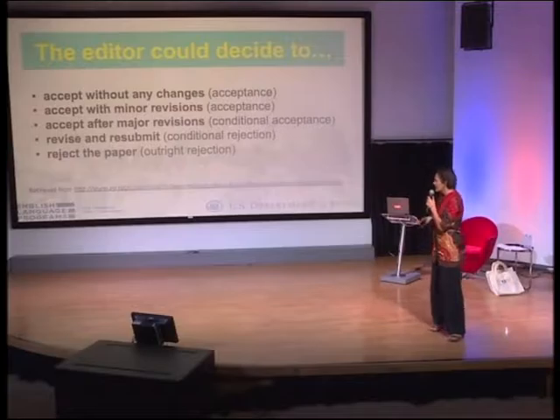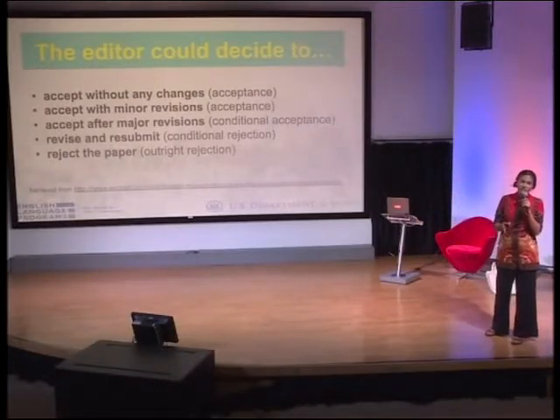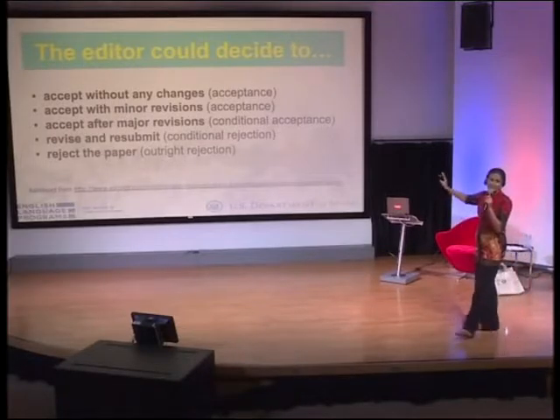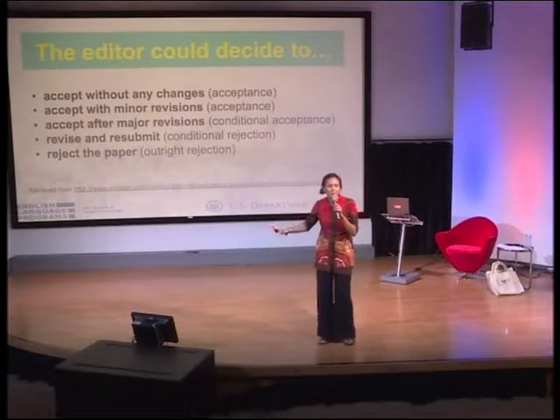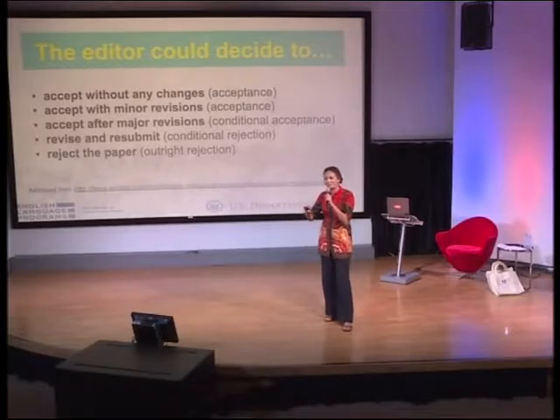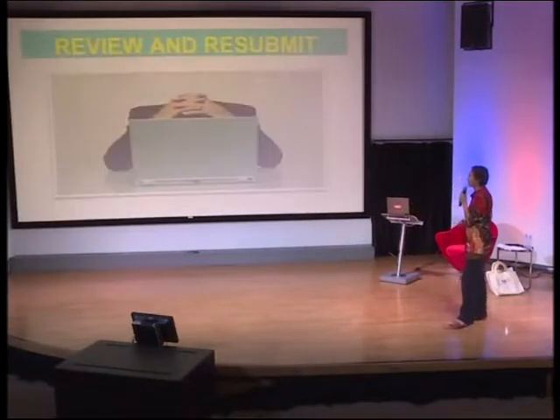Then they could also tell you to revise and resubmit. So it's a conditional rejection, like, yeah, you need to take a look at this and then submit it again, and maybe we'll look at it again. Or reject it, because it's not related to what they want. It has too many mistakes. You're plagiarizing something, so reject it. So those are the things that could happen.